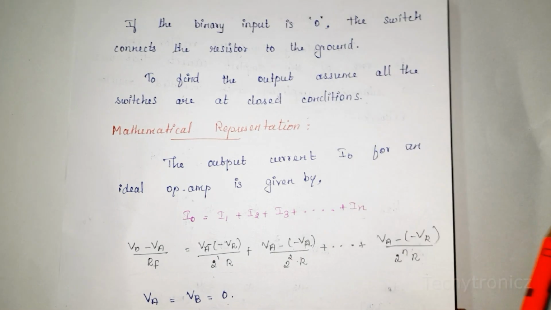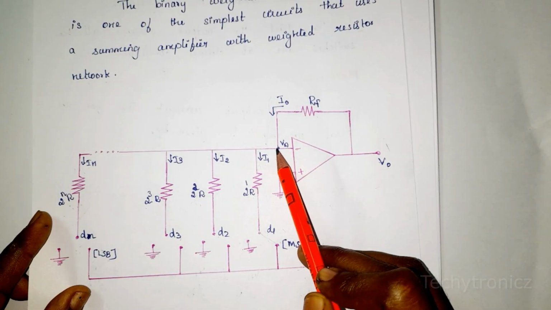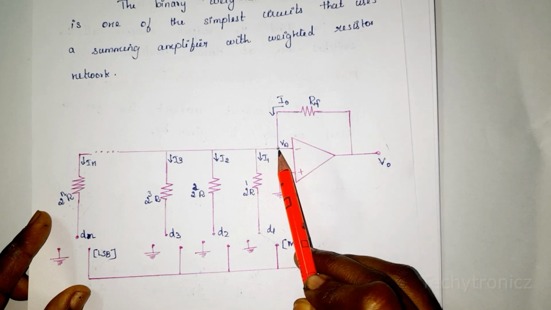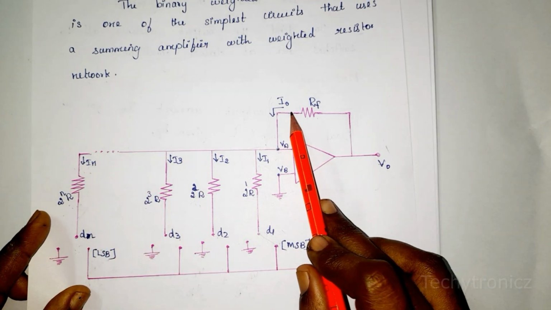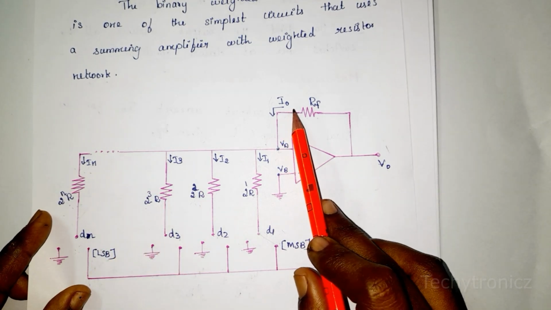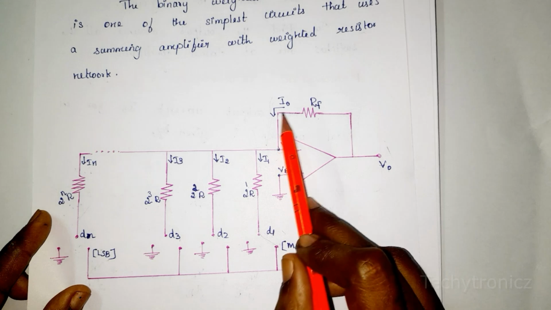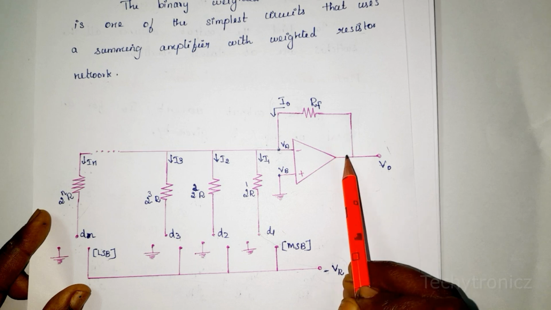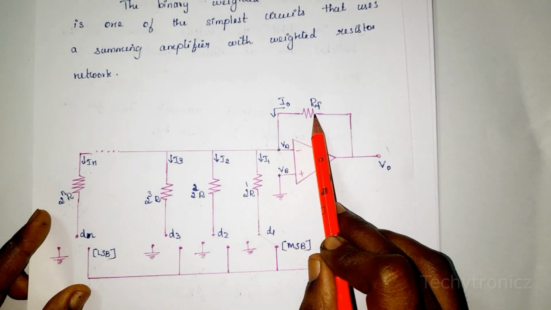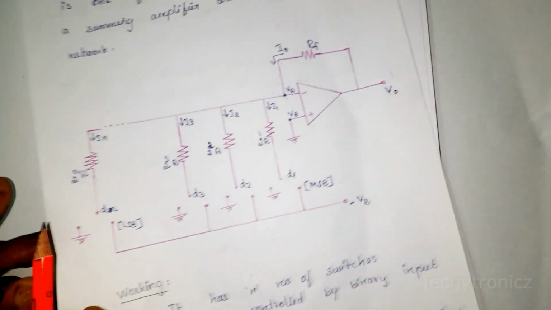Then the output current of an ideal op-amp: what is the output current? Applying KCL, I0 is equal to I1 plus I2 plus I3 up to IN. First we find the I0 value using Ohm's law. I0 is equal to the voltage difference across the resistance, V0 minus VA, divided by RF. So I0 is equal to (V0 minus VA) divided by RF, which is equal to I1.